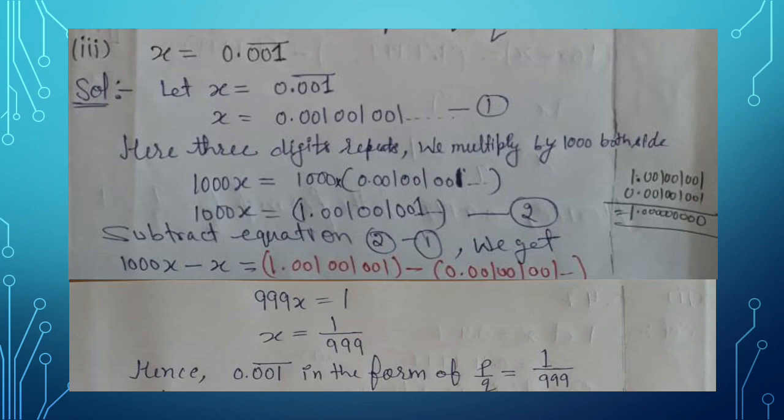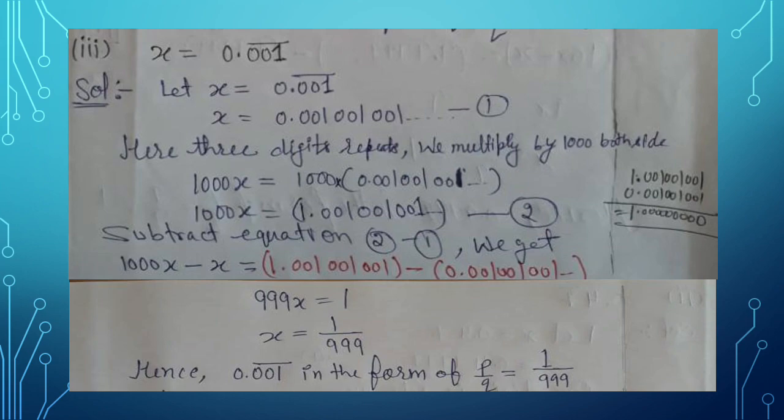Now next step, subtract both lines, equation 1 and 2. After subtracting, 1000x minus x, we remove only one x from 1000x, so it is 999x. This subtraction of decimals I did in the rough area, you can see easily. So only 1 is left. That means x is equal to 1 upon 999. Hence 0.001 bar in the form of P upon Q is equal to 1 upon 999. This is your answer for the third.